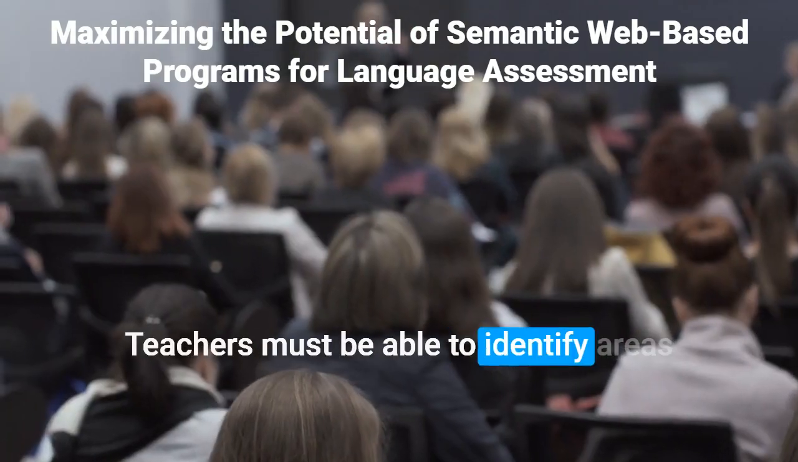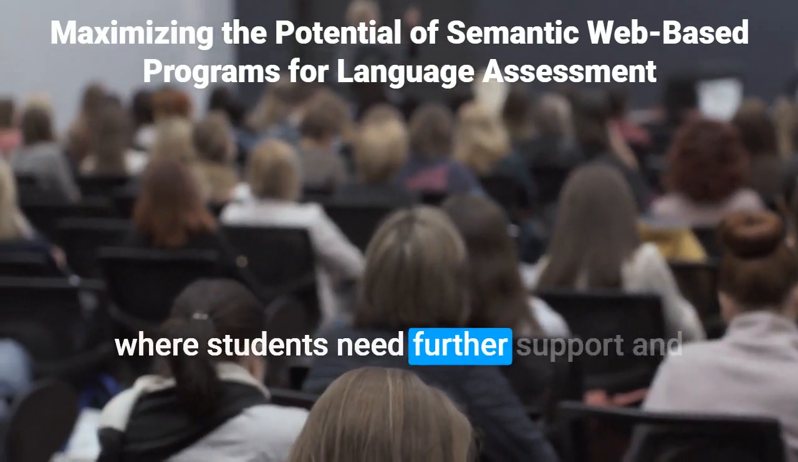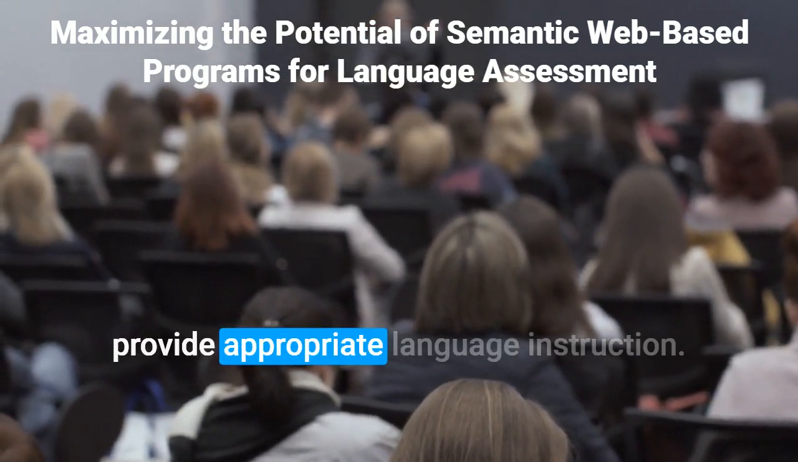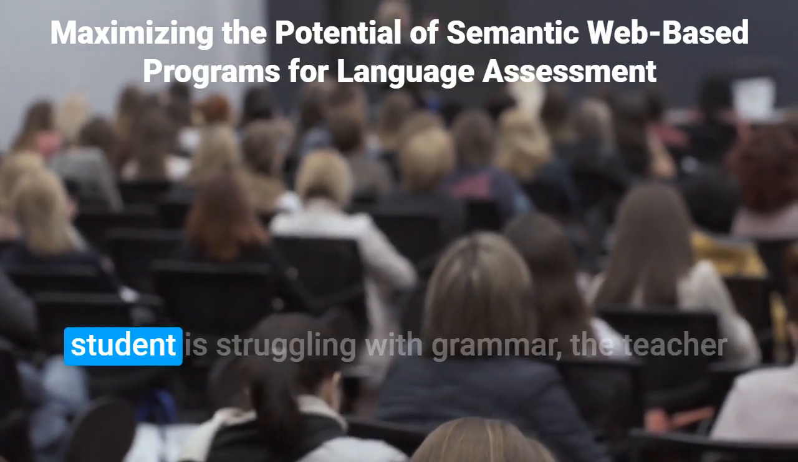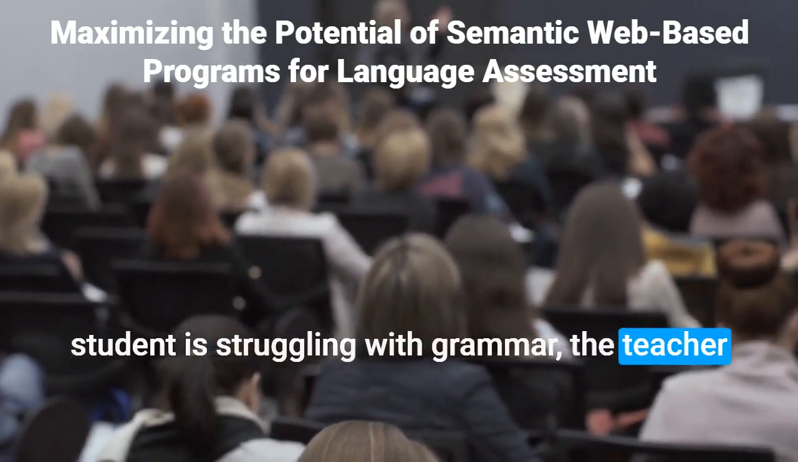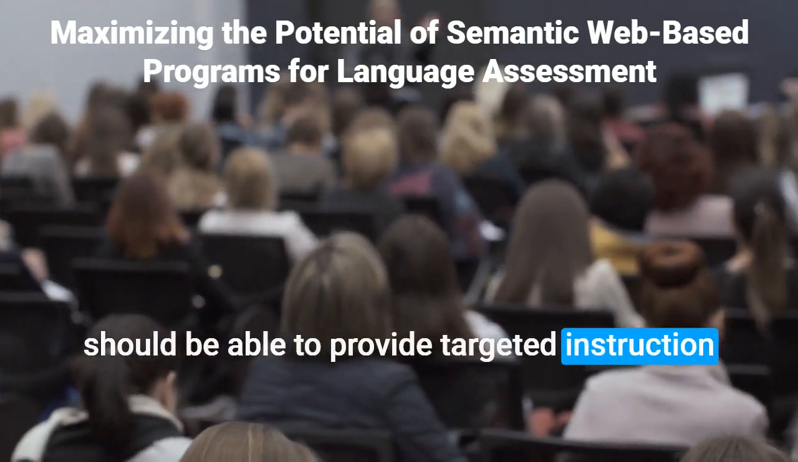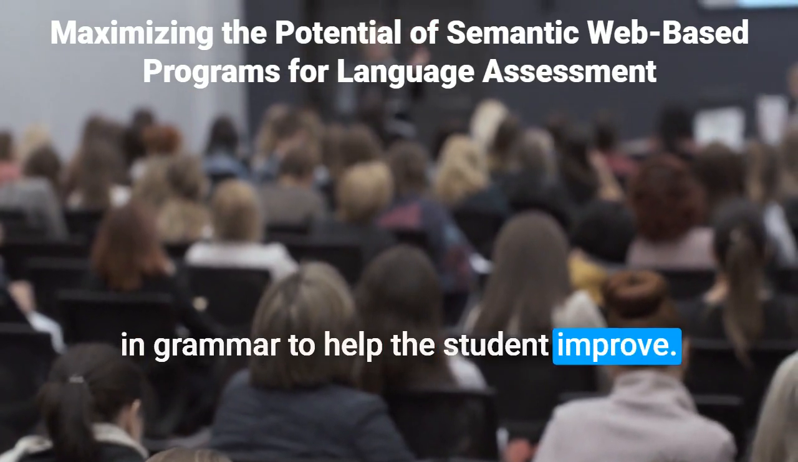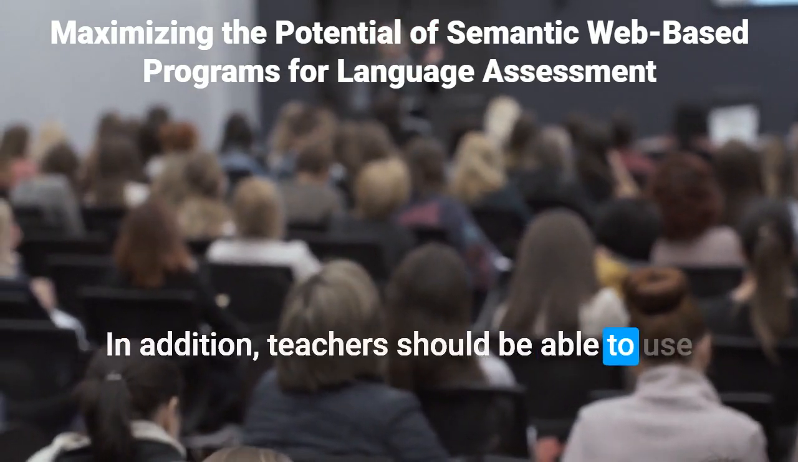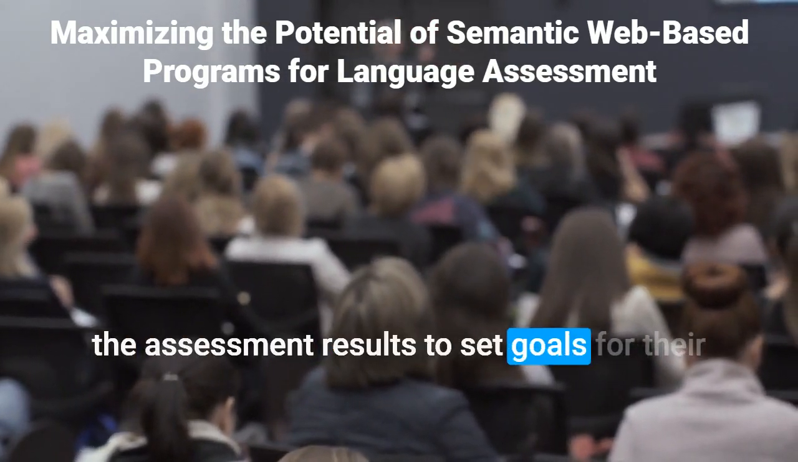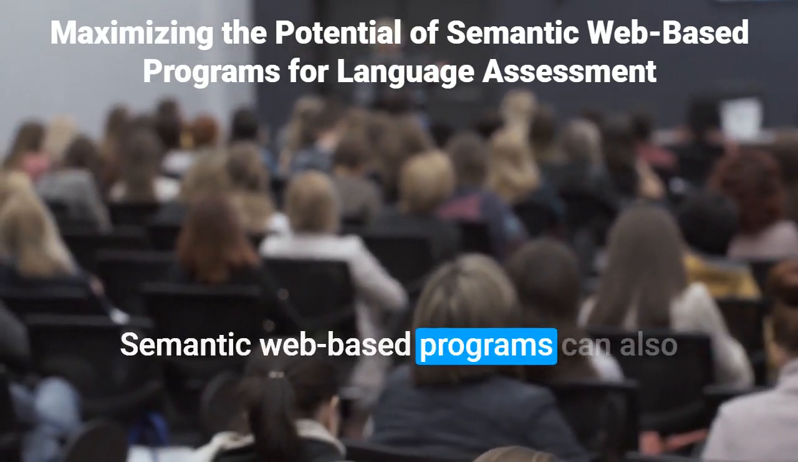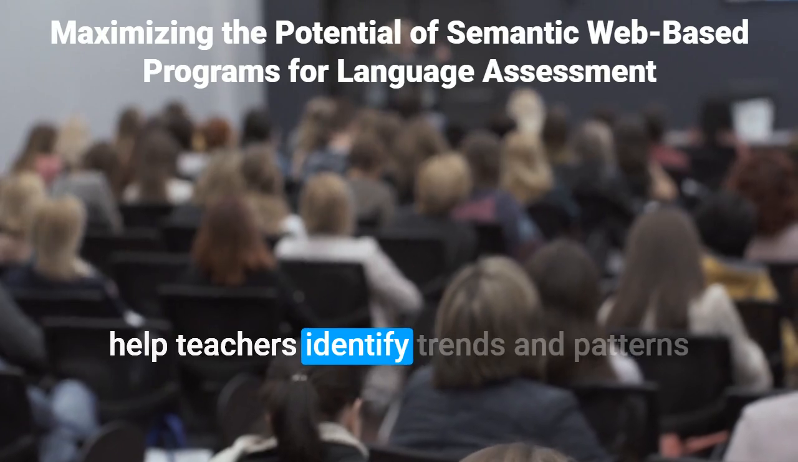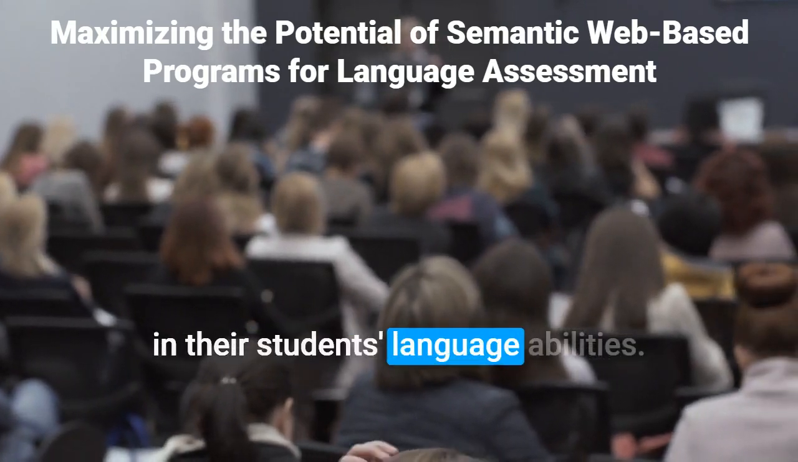Teachers must be able to identify areas where students need further support and provide appropriate language instruction. For example, if the program identifies that a student is struggling with grammar, the teacher should be able to provide targeted instruction in grammar to help the student improve. In addition, teachers should be able to use the assessment results to set goals for their students and track their progress over time. Semantic web-based programs can also help teachers identify trends and patterns in their students' language abilities.